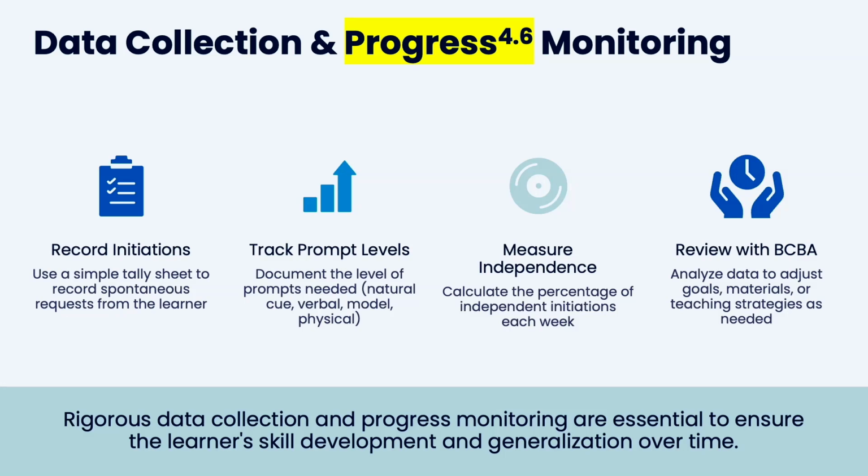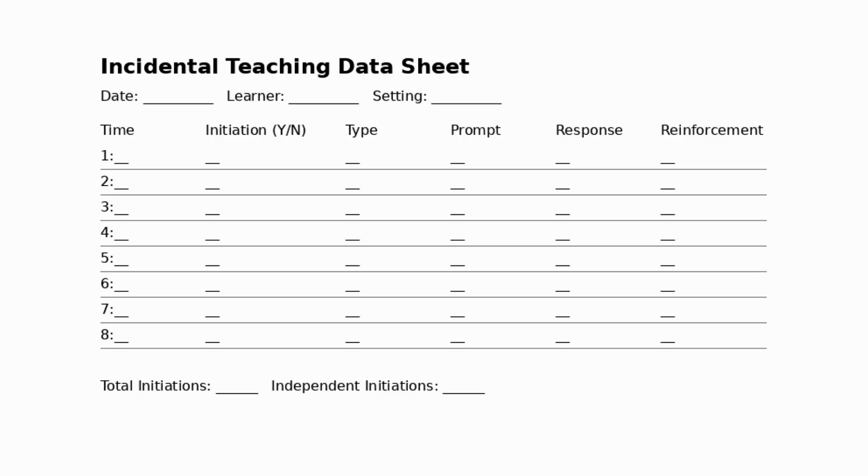And then we end that data collection when we move to DTT or other programs. You should always review your data to make sure: should we use different materials? Am I prompting too much? Should I be giving them more time to process before prompting? This is an incidental data sheet I made. So time, initiation, yes or no, and then you would put the prompt, response, reinforcement. And then you just have sheets of this, and this is what we're tracking throughout.